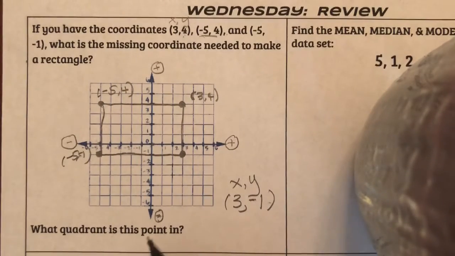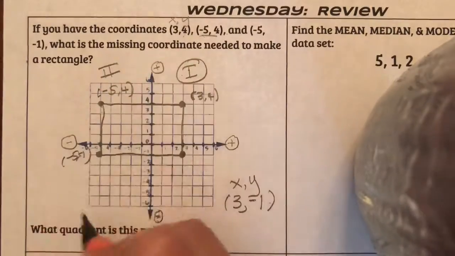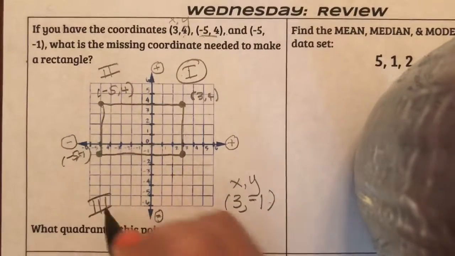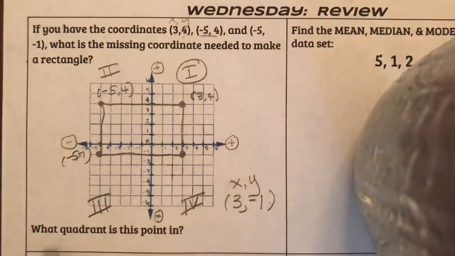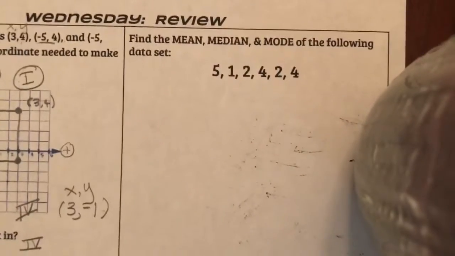What quadrant is this point in? Just as a reminder, quadrant 1, 2, 3, and 4. This point is in quadrant 4. Go ahead, let's move over to my next problem.